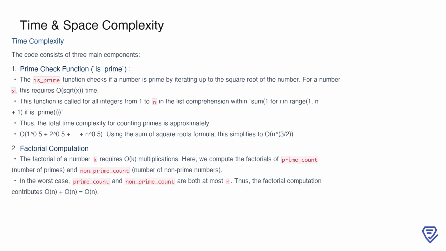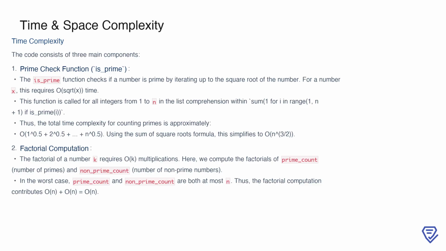When analyzing the time complexity of this solution, we can break it into three key components. First, there's the is_prime function, which determines whether a number is prime by iterating up to its square root. This operation takes O(sqrt x) time for each input x. Since we call this function for every number from 1 to n in the list comprehension, the total time complexity for counting primes becomes the sum of square roots from 1 to n. Using the sum of square roots formula, this simplifies to O(n^(3/2)).